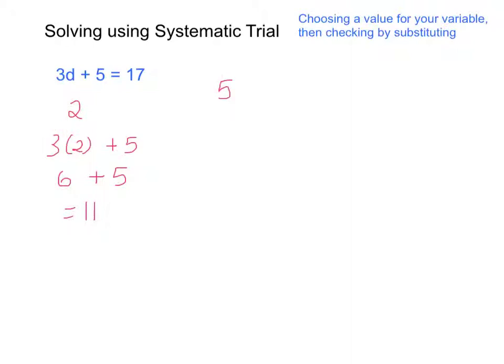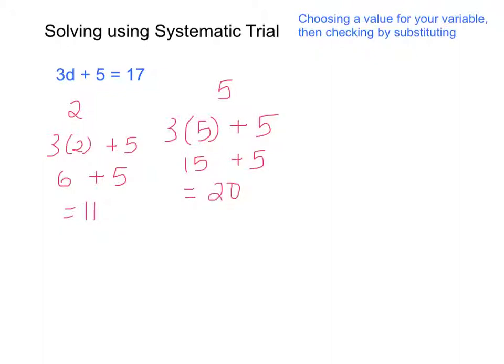And I'm going to do the same process. I'm just going to substitute 5 in for my variable, and then solve. So my new equation looks like 3 times 5 plus 5, and then we'll solve to see if that equals 17. So I know that 3 times 5 is 15, plus 5. And then I know that 15 plus 5 is 20.